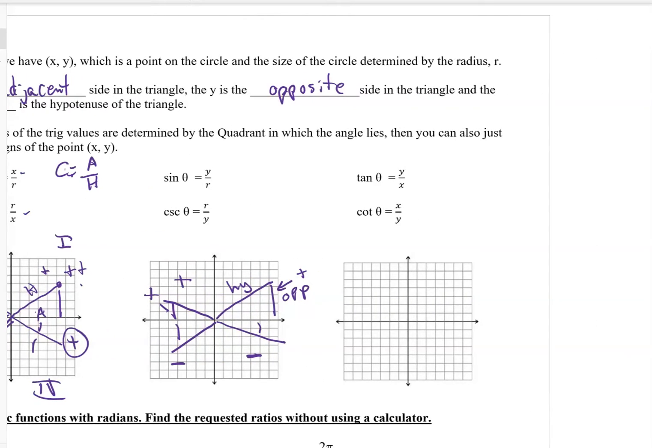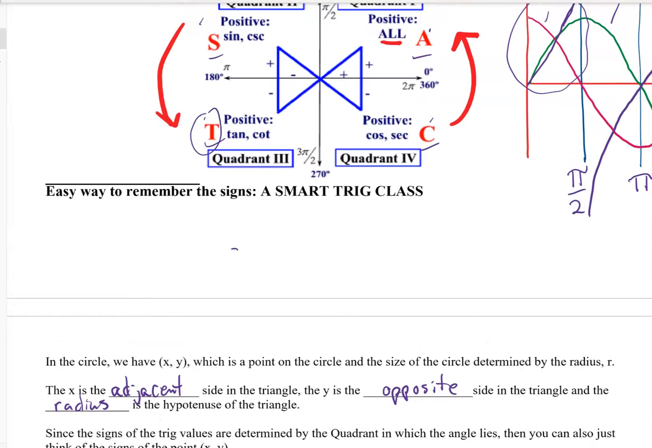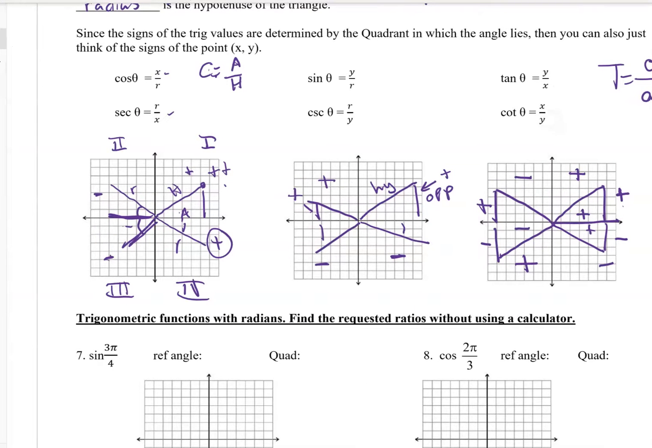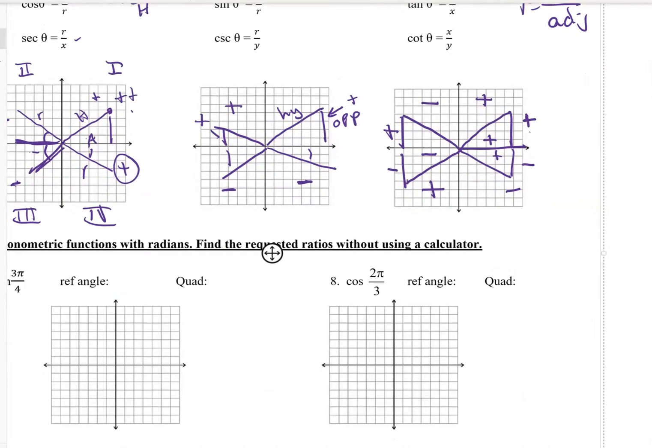Our tangent is going to be our y value over our x value, because tangent, TOA, equals opposite over adjacent. So in quadrant 1, I have a positive y over a positive x. That gives me a positive tangent. Quadrant 2, I have a positive y over a negative x. That gives me negative for tangent. Quadrant 3, I have a negative y over a negative x. A negative divided by a negative is positive, which is why tangent is positive in quadrant 3. And in quadrant 4, I have a negative y over a positive x, which gives me a negative result. And cotangent, again, 1 over a positive number is positive, 1 over a negative number is negative.